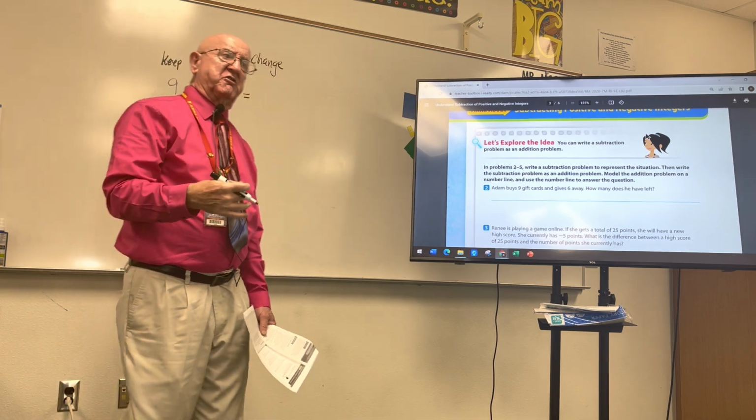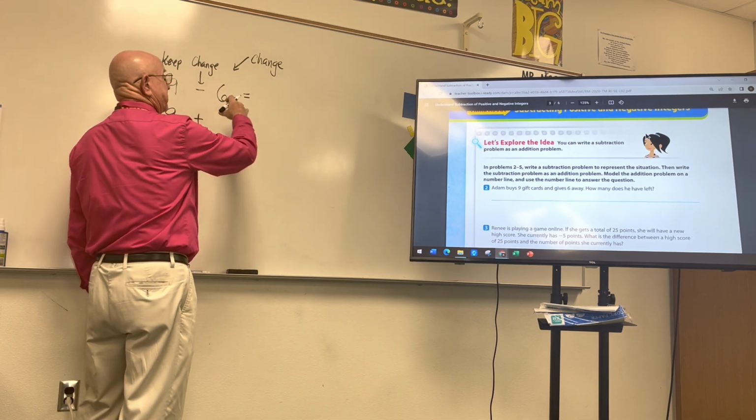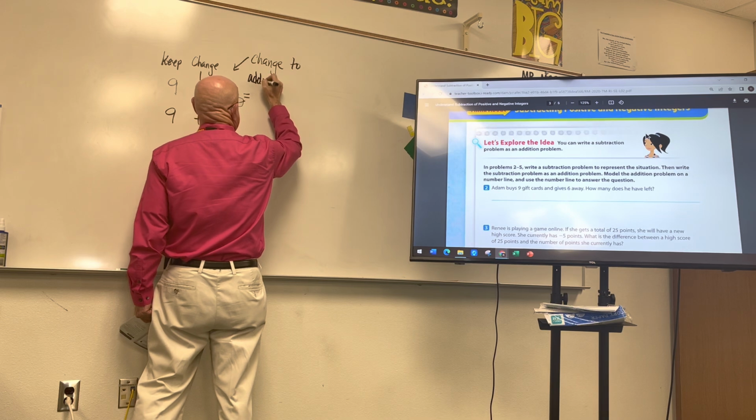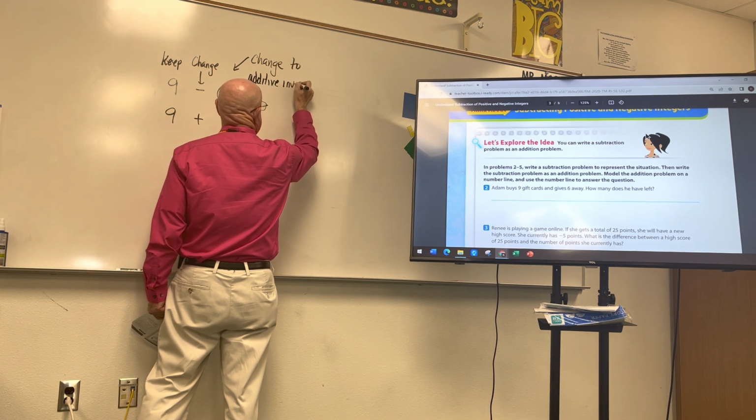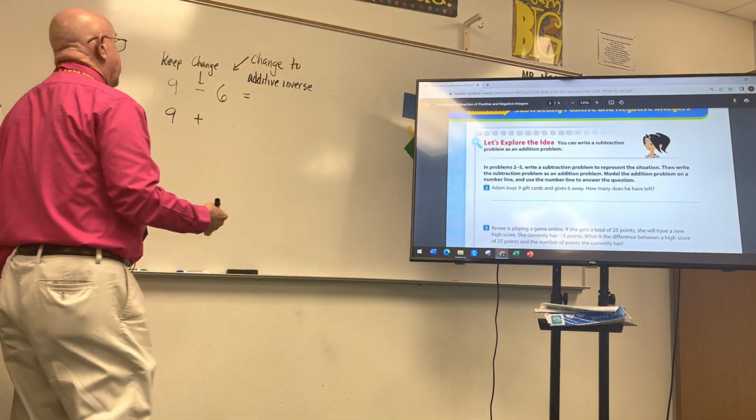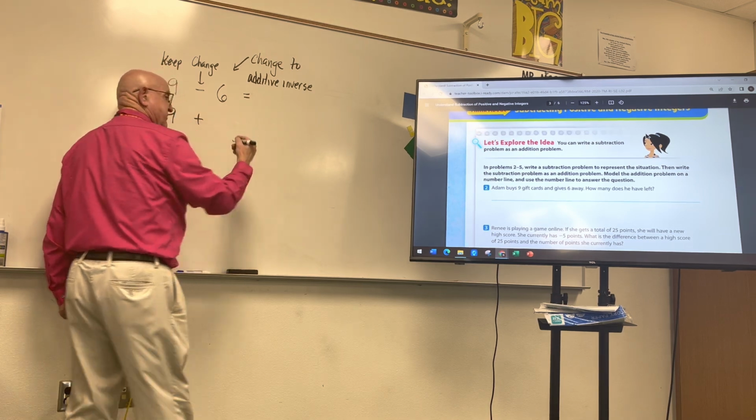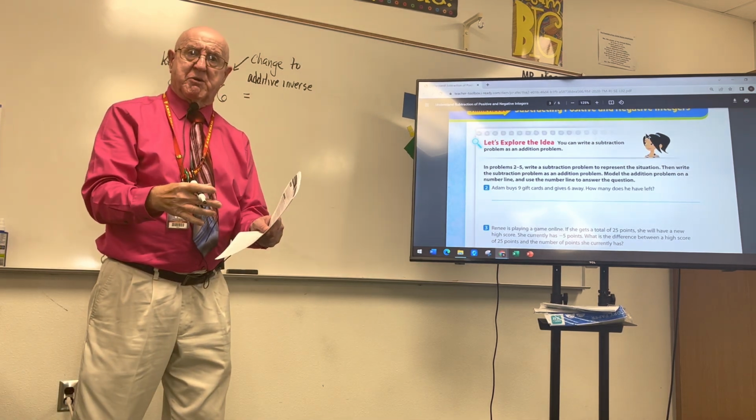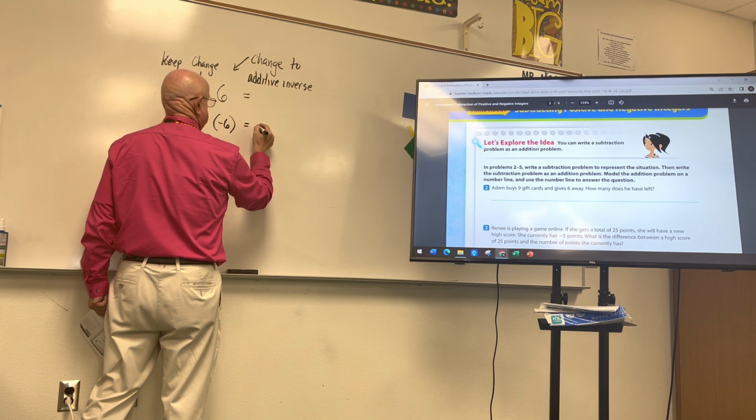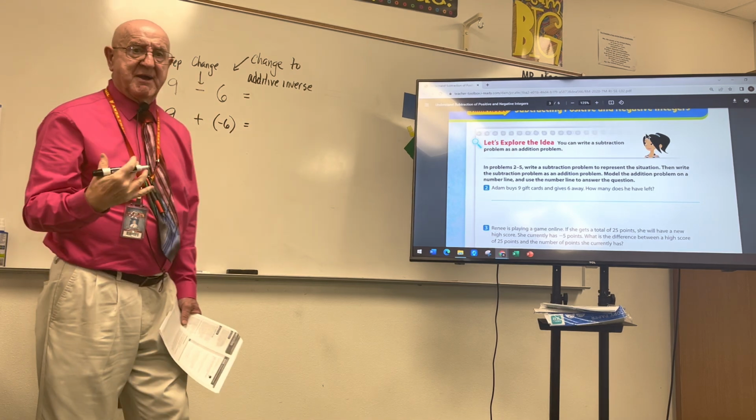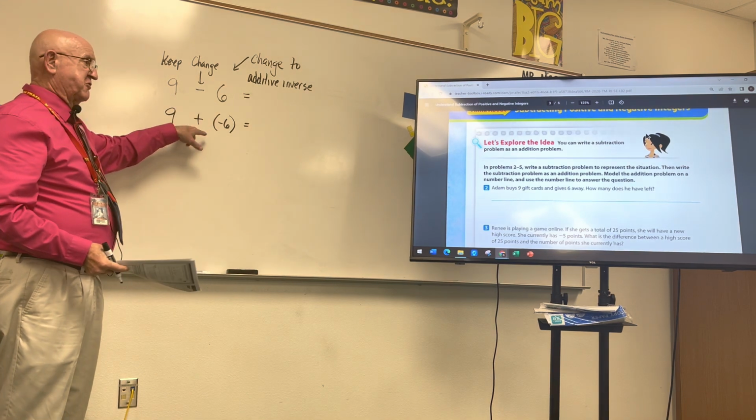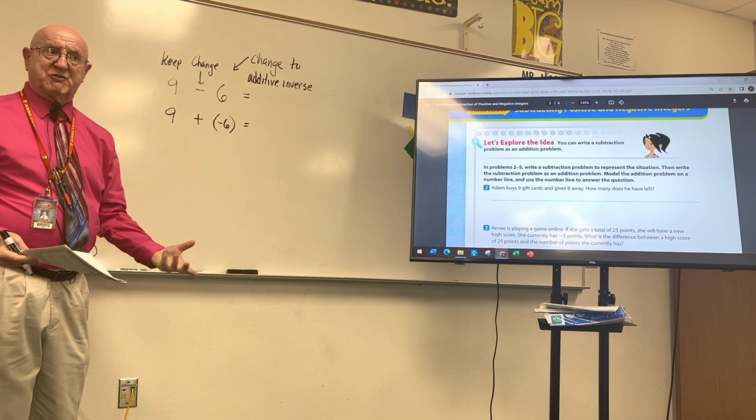The third part of this is the second number has to be changed to its additive inverse. And again, we want to start using that math vocabulary. The additive inverse of 6: additive inverse means two numbers that when you add them together you get 0. So 6 plus a -6 is equal to 0. So now we have two different equations. These two number sentences, 9 minus 6 and 9 plus a -6, are actually equivalent to each other.